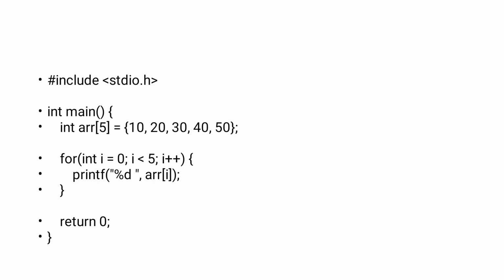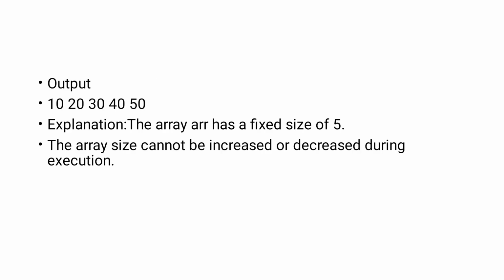So what is my array of 0 value? That is 10. And next i equal to 1 means array of 1 will be printed. Next array of 2, array of 3 and array of 4. So all the 5 elements will be displayed here. After displaying everything, I am closing my program with return 0. So this won't return any value. So my output will be like 10, 20, 30, 40, 50.